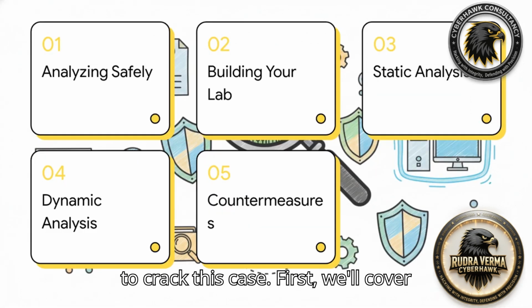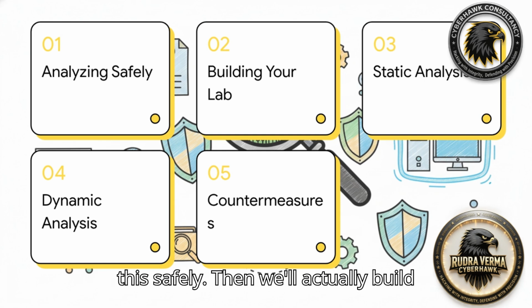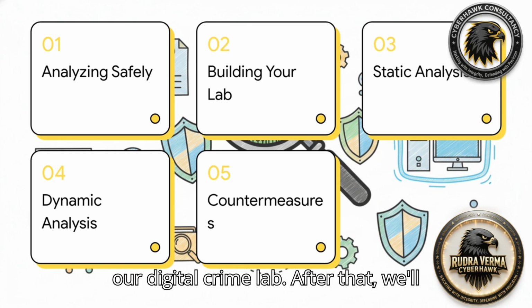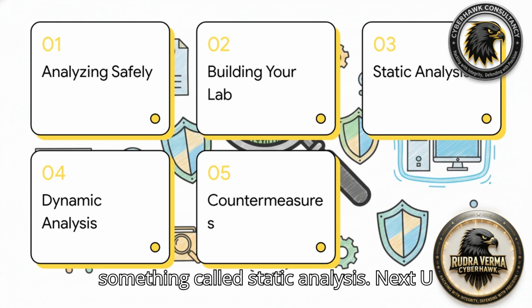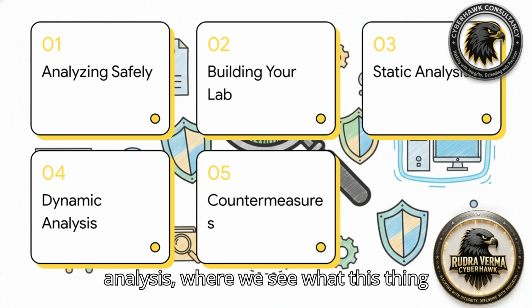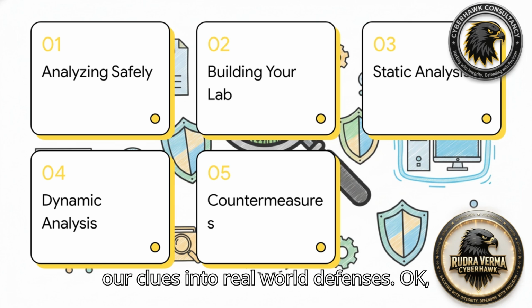So here's how we're going to crack this case. First, we'll cover the non-negotiable ground rules for doing this safely. Then we'll actually build our digital crime lab. After that, we'll start dusting for fingerprints with something called static analysis. Next up is the interrogation. That's dynamic analysis, where we see what this thing really does. And finally, we'll turn all our clues into real-world defenses.